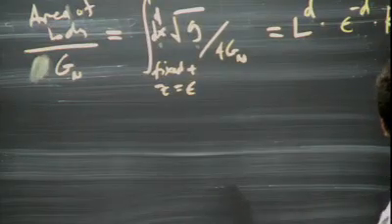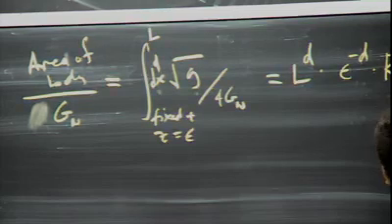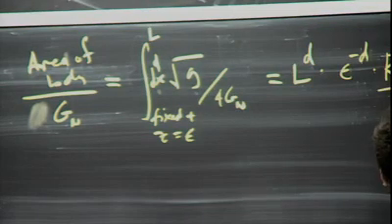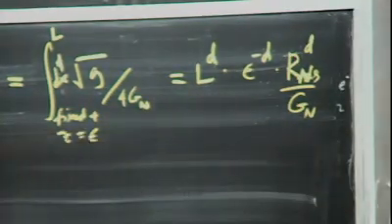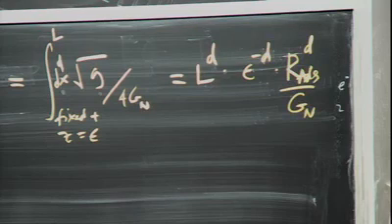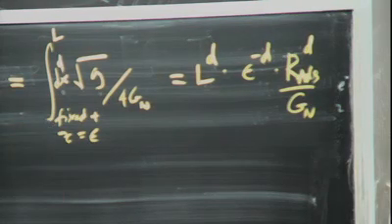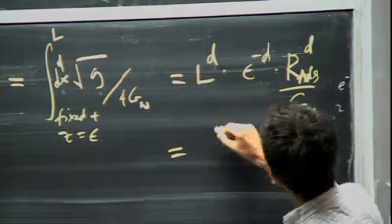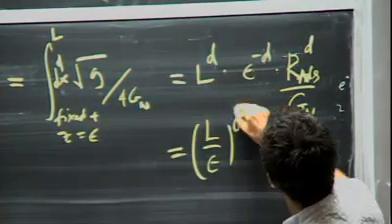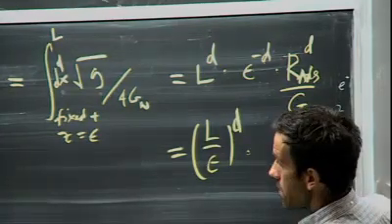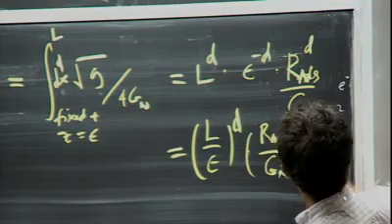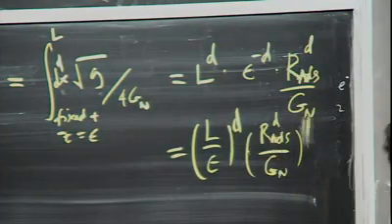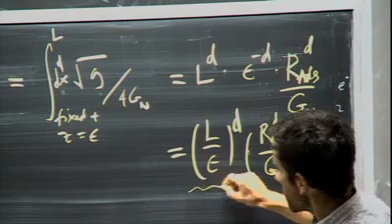And then there's some bunch of powers of R_AdS, which is the right number of powers, and a factor of G Newton. Right, so I just took this metric and found the volume element on a slice at fixed time and fixed z and evaluated that area. Let's organize that. That's L over epsilon to the d that you recognize from over there, times R_AdS to the d over G Newton. And so this is the same on both sides.